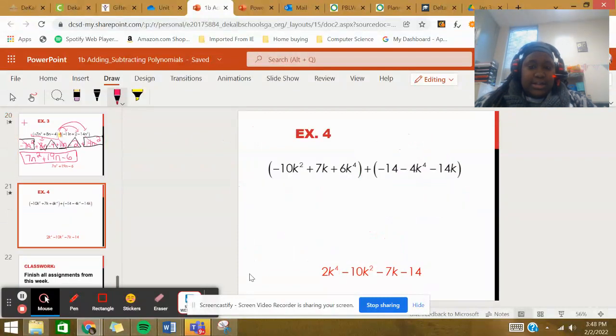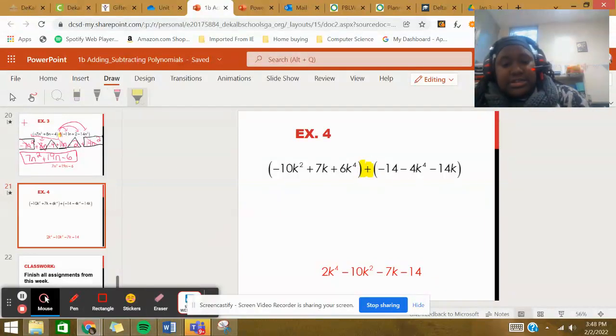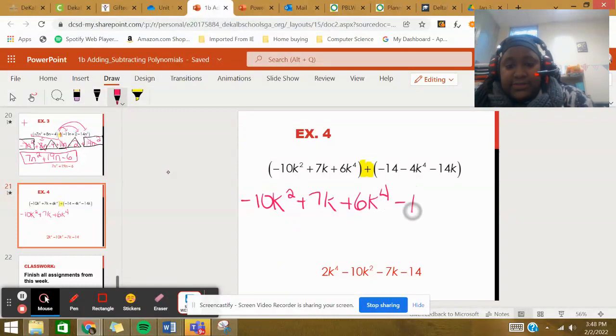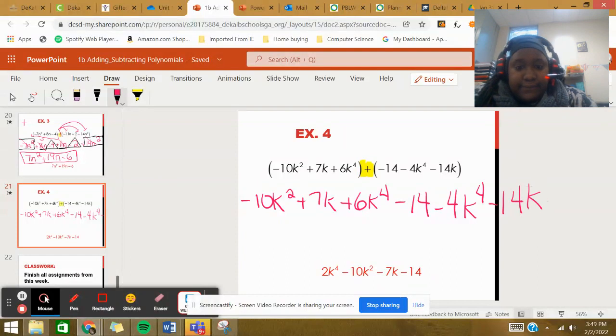The very last example that I have, and we'll be done, is example 4. So we know that we are doing addition, and again, you know because you've got the plus sign in the middle. But addition, you just combine like terms. So I'm going to go ahead and rewrite this expression without the parentheses. So we have negative 10k squared plus 7k plus 6k to the fourth minus 14 minus 4k to the fourth minus 14k. Pretty long problem, but we'll get through it.